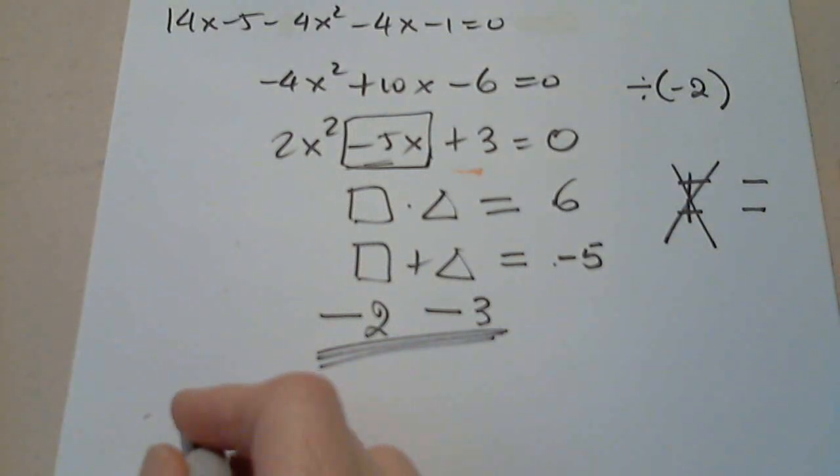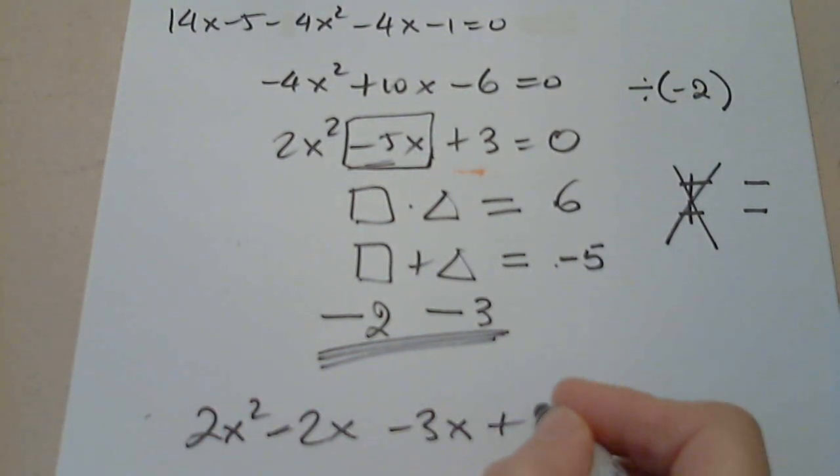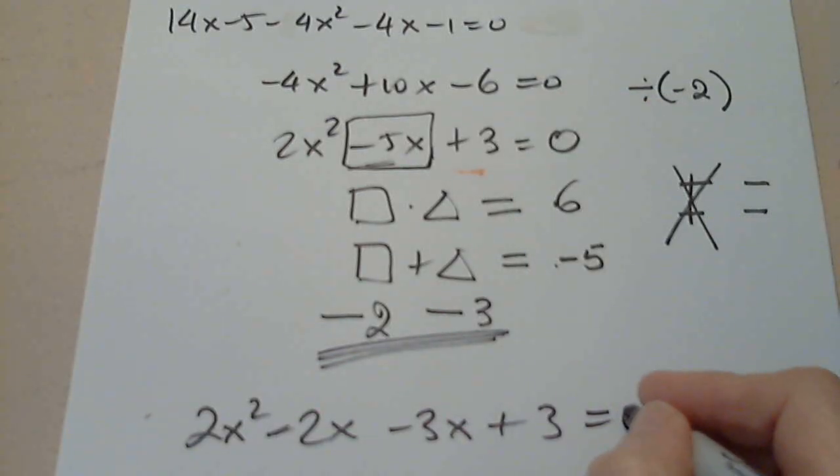How do we do that? 2x squared minus 2x minus 3x plus 3. Do not forget the equal symbol and 0.